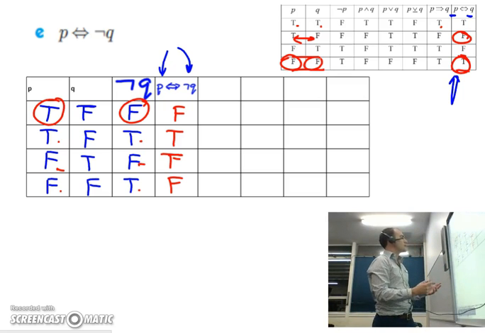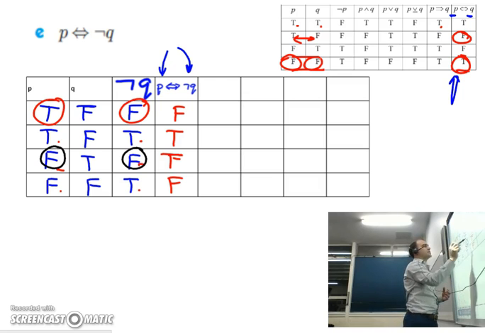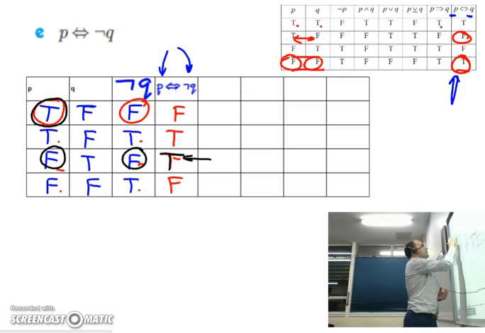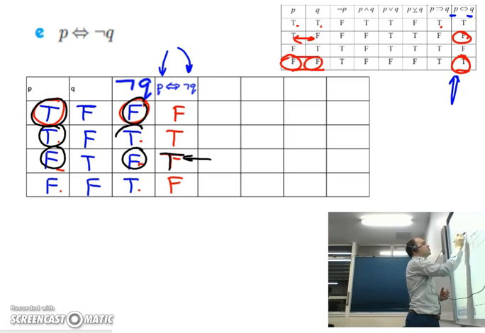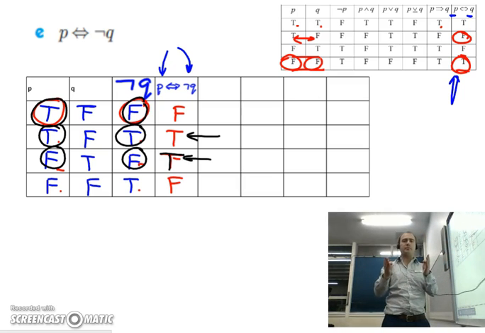So you can see that if they are the same, it leads us to a true statement. So a true and a false is false. A true and a true gives us a true. So when we have two of the same, they're logically equivalent and the statement will be true.